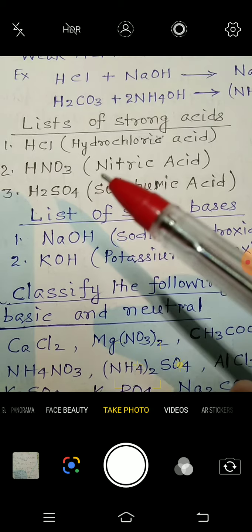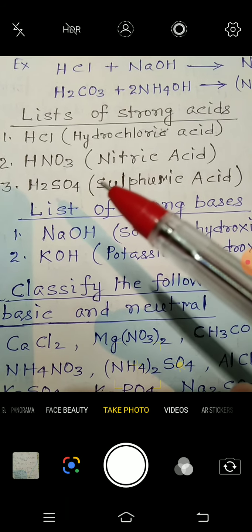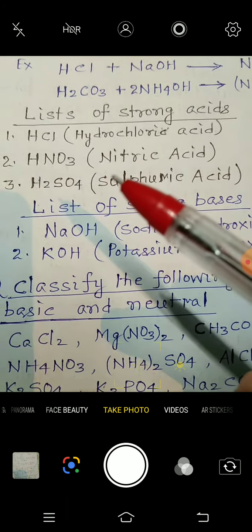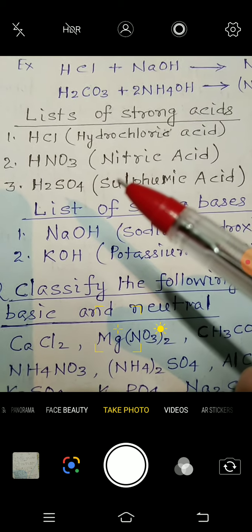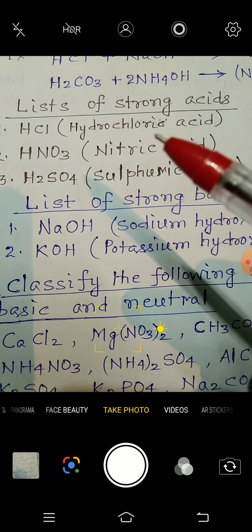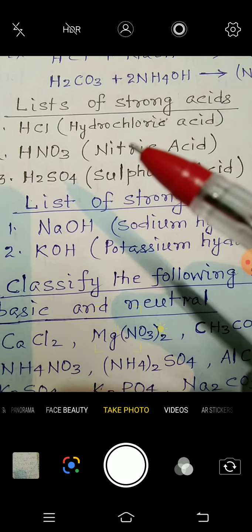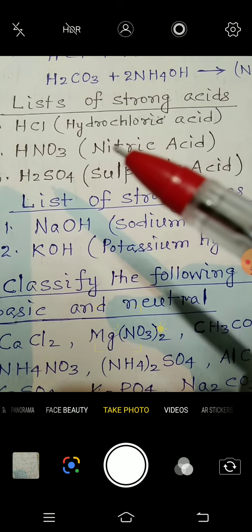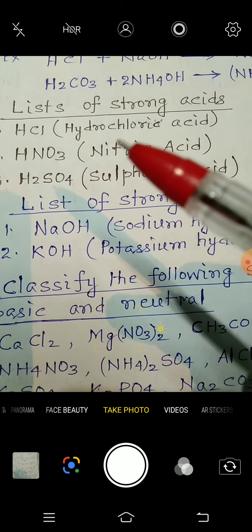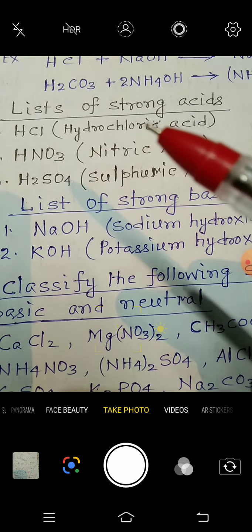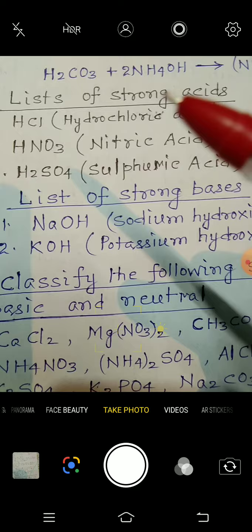So this is about the acidic, basic and neutral salt on the basis of the properties of the aqueous solution of the salt, or the acid and base from which the particular salt is prepared. Thank you.